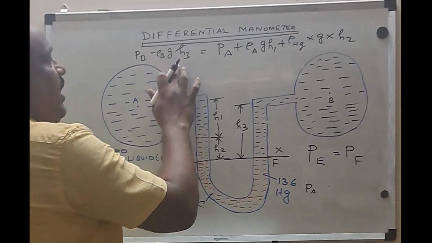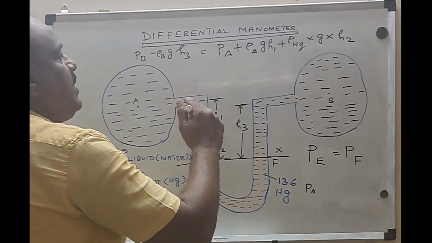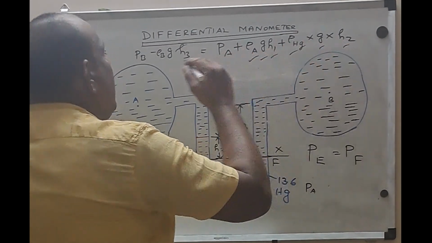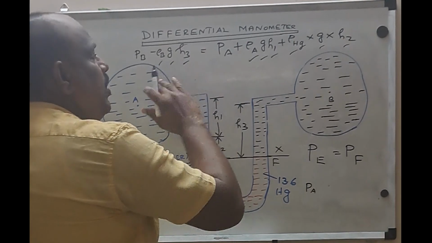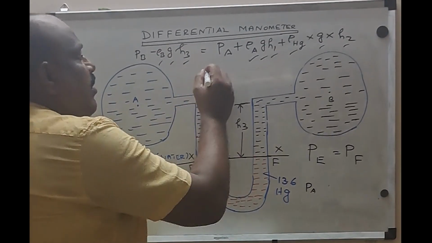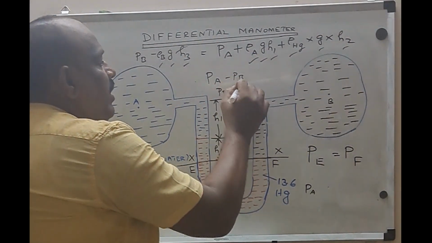So this one is PF and this one is PE. We know PE equals PF. From this, you know rho g H1, you know rho Hg g H2, you know rho B g H3. So the only unknowns are PA and PB. We can't find both, but we can find either PA minus PB or PB minus PA.